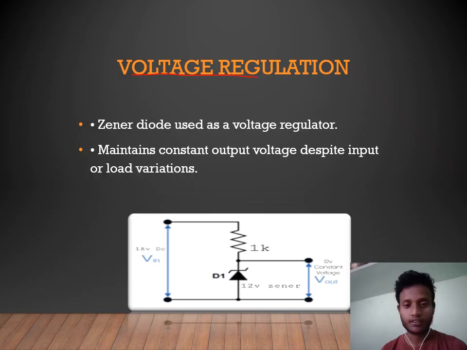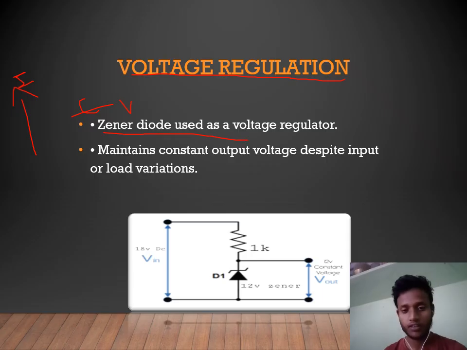Voltage regulator. Well, we are discussing voltage regulator. What is the meaning of voltage regulation? If the input current increases, the output voltage will be constant. See, Zener is used as a voltage regulator. It means constant output voltage despite input and load variations.